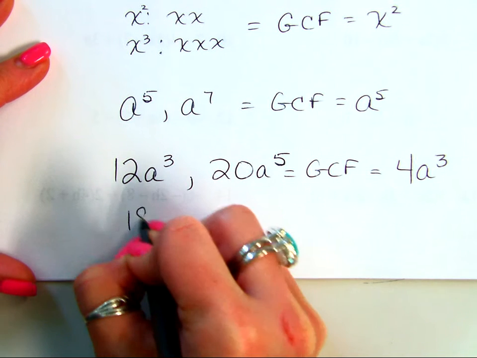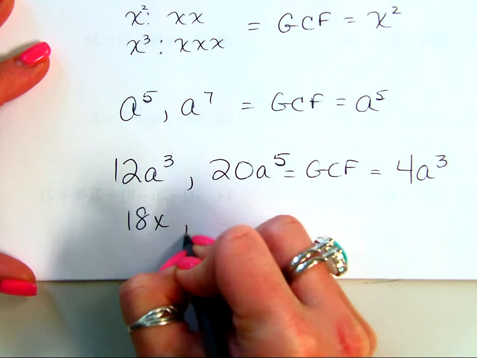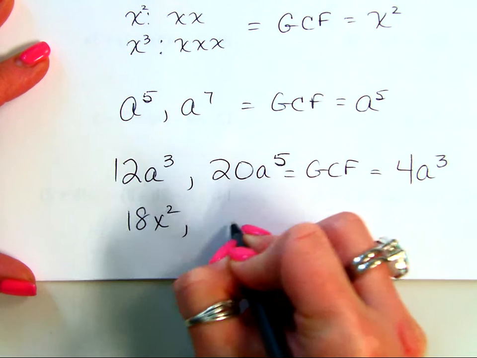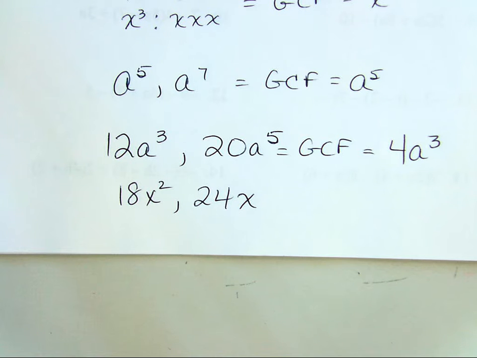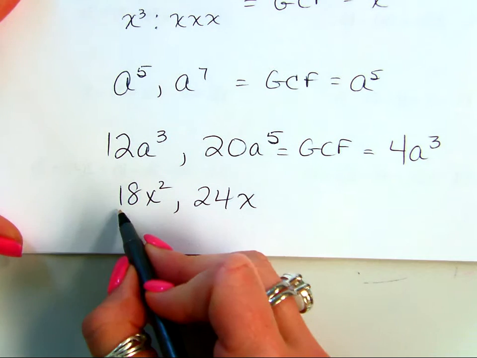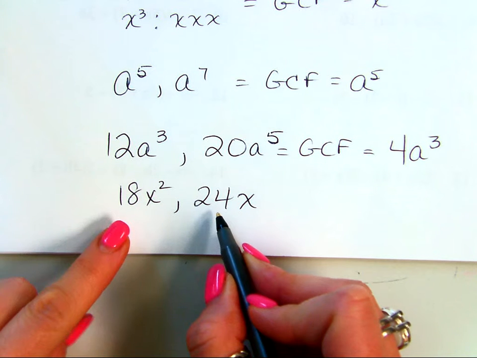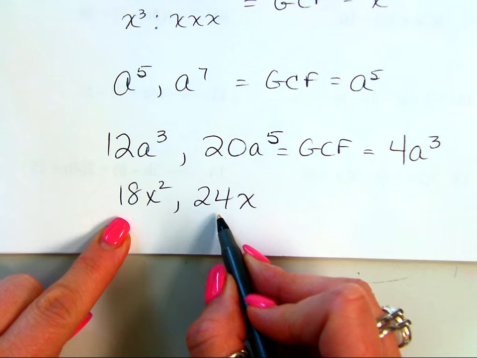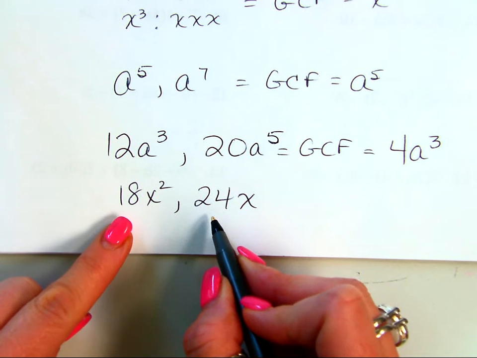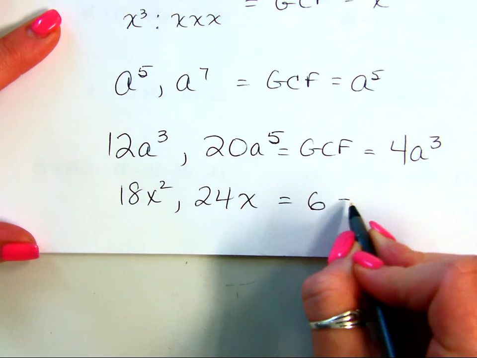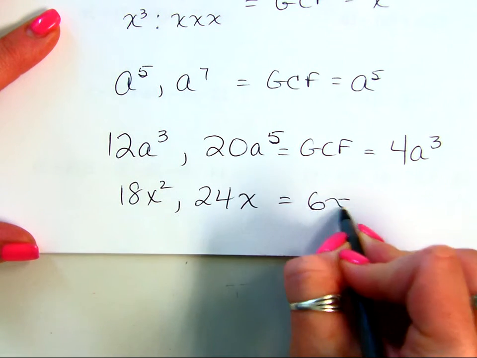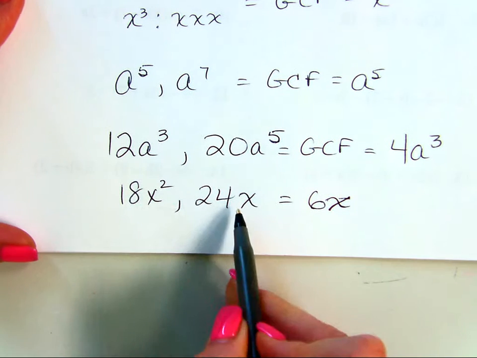So how about, let's say 18x squared and 24x. So what would the GCF of both of those be? 2 goes into both. 3 goes into both. 6 goes into both. So 6 is the biggest. And then x, right? Because you can only get one out of both.